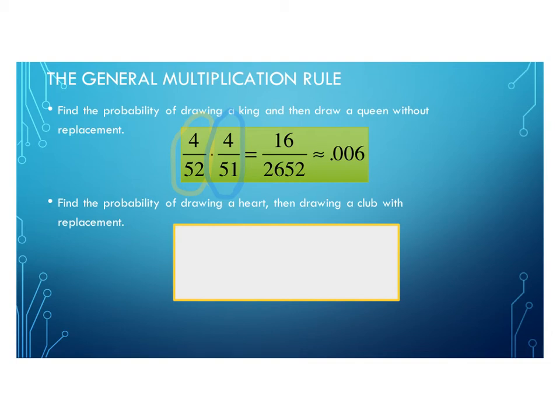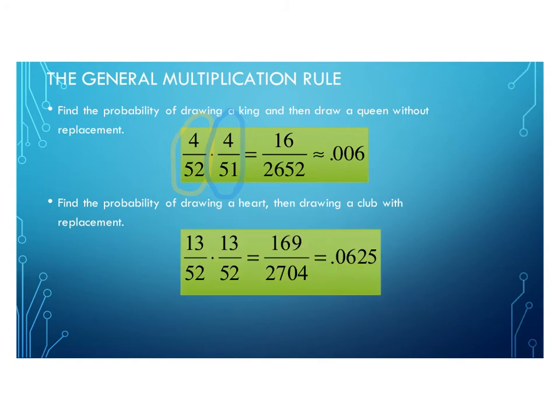If we look at the next example, if we want to find the probability of drawing a heart and then drawing a club with replacement, the probability of us obtaining a heart is 13 over 52, or 1 over 4. And then if I put that card back in the deck, us drawing a club is going to be the same. Okay, so 0.0625.